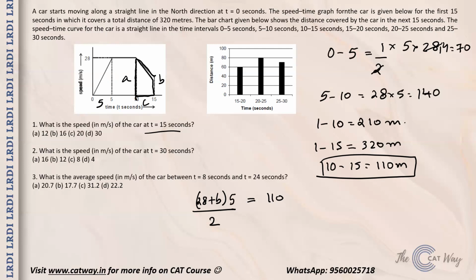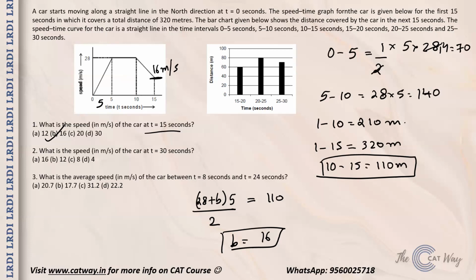This is what is known to us, right? So from here, if you calculate, you will get that the value of b will turn out to be 16. That means the position of this point is 16 meters per second. So the speed of the car at t equals 15 seconds was 16 meters per second. That is option number B will be the right answer.